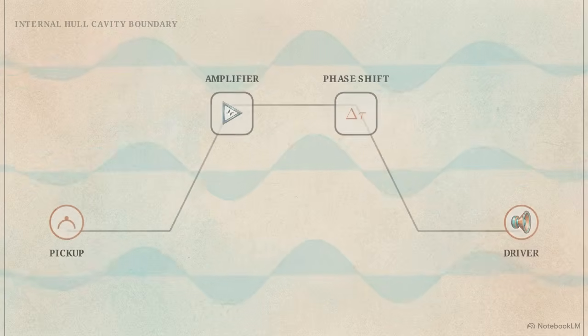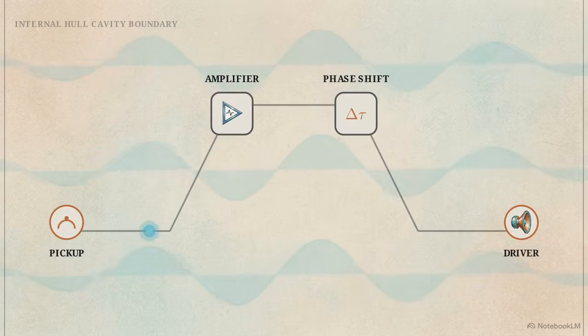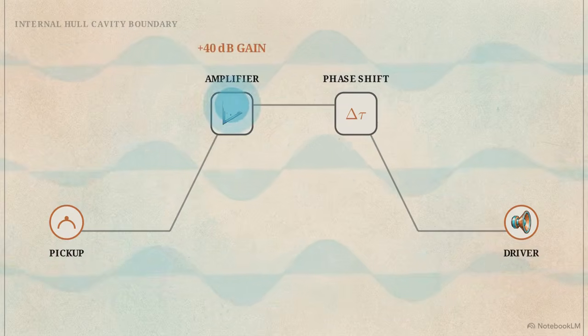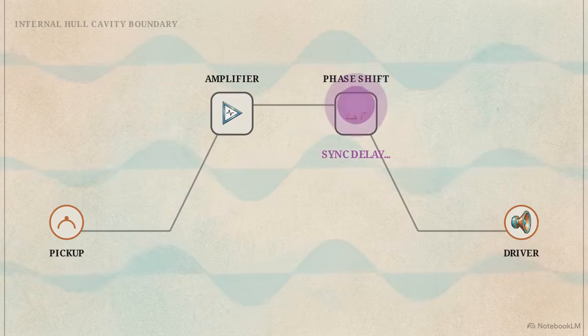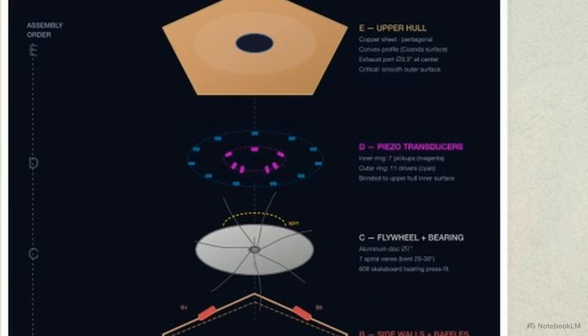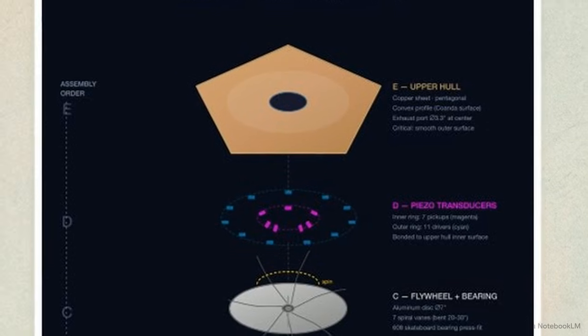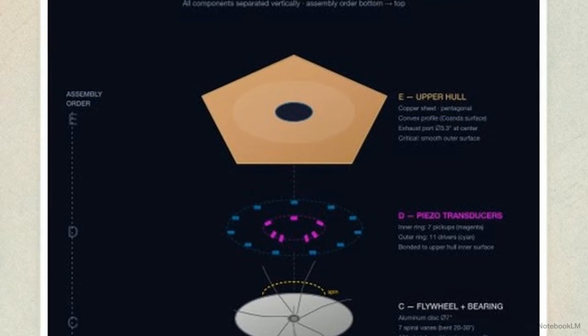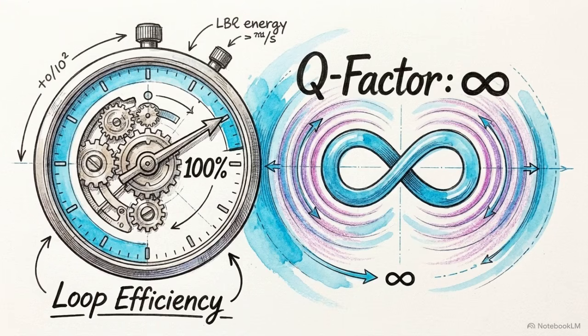That tiny electrical signal is sent to an analog circuit. The circuit amplifies the voltage and applies a precise phase shift, timing the signal to match the exact microsecond it takes for the sound wave to complete a round trip inside the hole. Finally, 11 driver piezos pulse that amplified wave back into the physical structure, hitting the cavity precisely in rhythm with its natural resonance. When the efficiency of this loop nears 100%, the effective quality factor of the cavity approaches infinity.